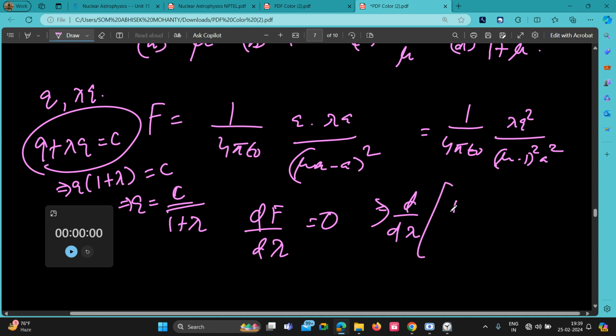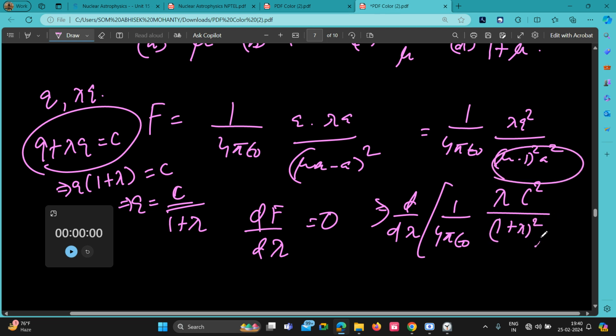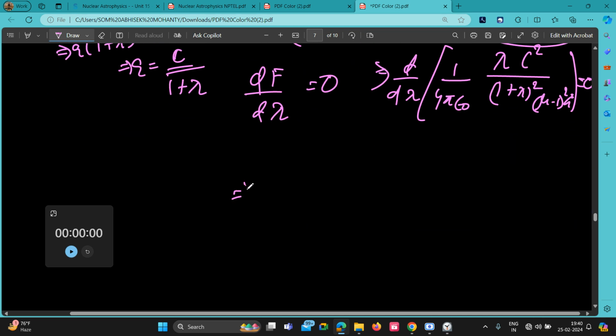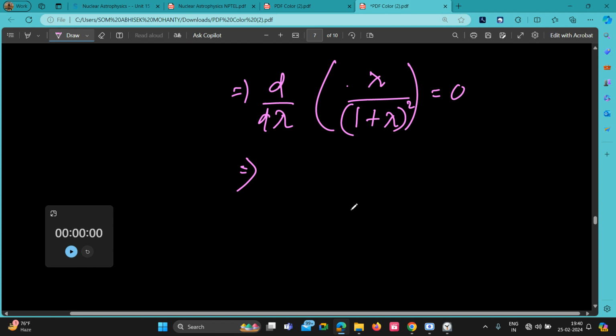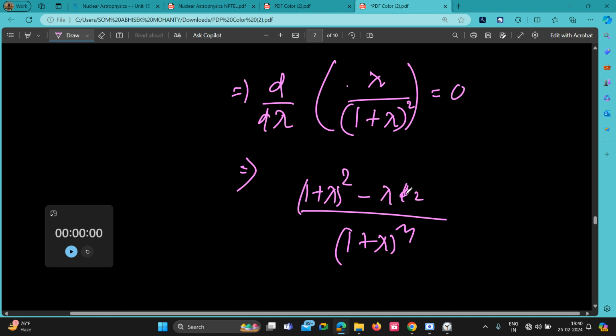So d by d lambda of 1 by 4 pi epsilon naught lambda c square by (1 plus lambda) square, and this whatever thing is there, (mu minus 1) whole square a square, is equal to 0. So all the constant quantities will go and become 0. What will be left? d by d lambda. Only the things related to lambda will be left: lambda by (1 plus lambda) whole square is equal to 0. Isn't it? So the derivative of it is (1 plus lambda) whole fourth in the denominator, and (1 plus lambda) square minus lambda into 2 (1 plus lambda) is equal to 0.